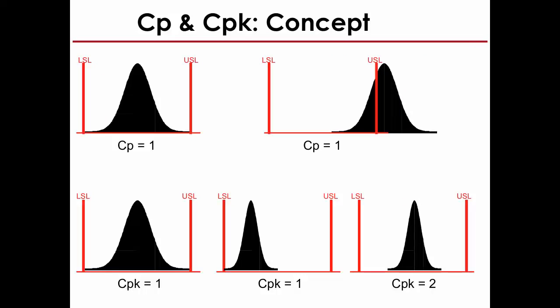Looking at this image to wrap things up, we can see that CP does have some limitations. It does not tell us how centered the process is, but it does a very good job at telling us how much variation is in the process compared to how much variation we should expect because of our specifications. CPK is an excellent indicator of how centered the process is. CP and CPK should be used together to give us a better indication of variation and centeredness.